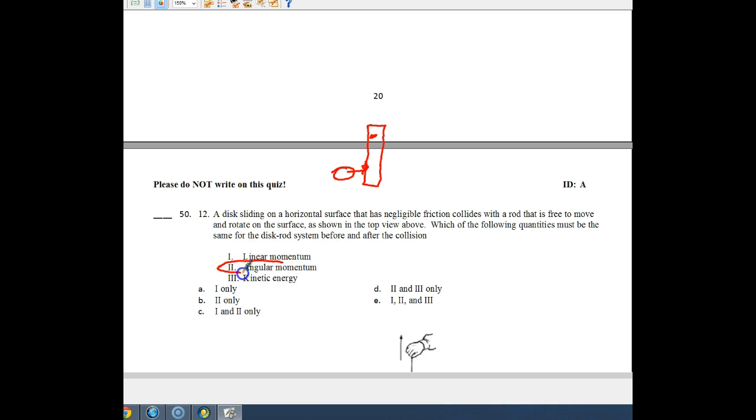Angular momentum, we know, is conserved in this because there are no external torques. Momentum is also conserved because there aren't any internal forces. Kinetic energy could be conserved, but doesn't have to be at all. So both 1 and 2 need to be conserved, and so that letter would be C. So remember, momentum is conserved, but kinetic energy doesn't have to be, especially in this type of collision. We're not sure if it's totally elastic or if it's inelastic. And that is number 50, and we are done with this section.